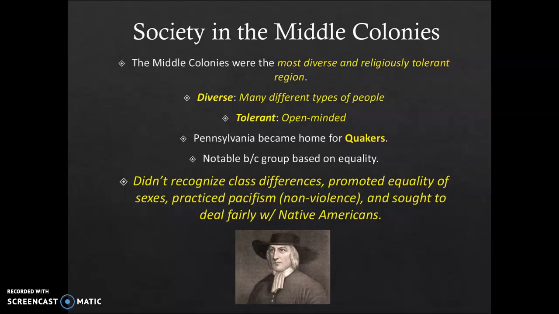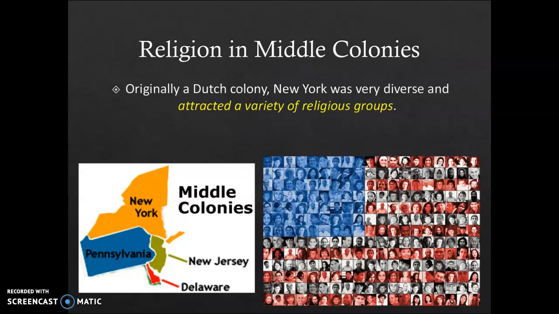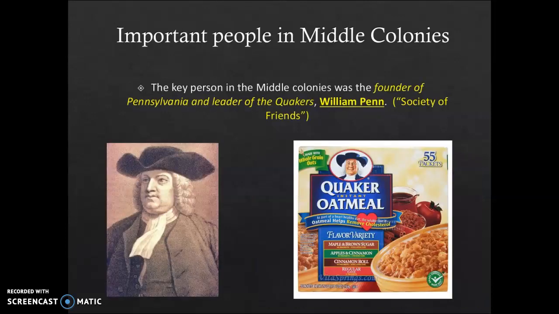They're much more open-minded. They became home for the Quakers, the most famous religious group out of the middle colonies, based on equality. They didn't recognize class differences. They promoted equality of the sexes. They practiced pacifism, which is nonviolence, and they wanted to deal fairly with Native Americans. Religion, again, Quakers were the most important religious group. New York was originally a Dutch colony, much more diverse, and it attracted a variety of religious groups.